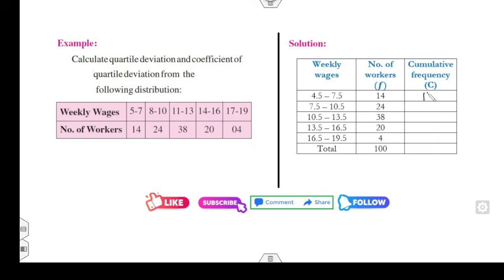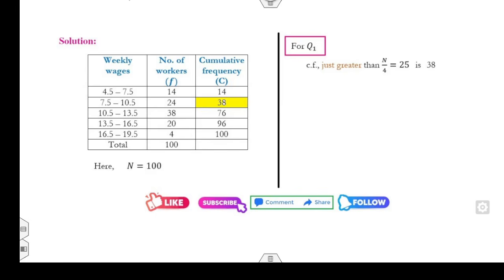So I can write in terms of the table. अब आप इसकी cumulative frequency निकाल लो। First number will be 14, second number will be my 38 and so on. You can get the required cumulative frequency table. Now your target is to find the Q1. Firstly you have to find the cumulative frequency which is just greater than n/4. तो n/4 कितना आपका 25. So can you find the cumulative frequency which is just greater than 25? That is my 38. तो आपकी क्लास क्या बन गई 7.5 से 10.5.